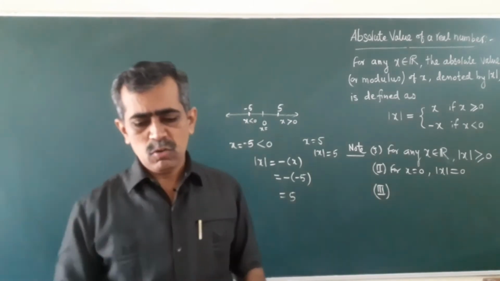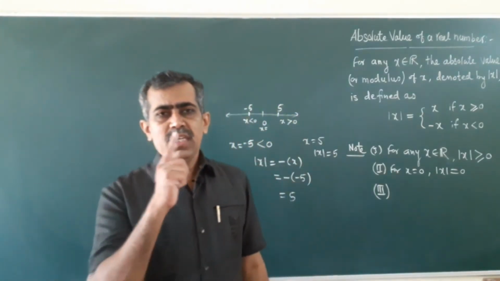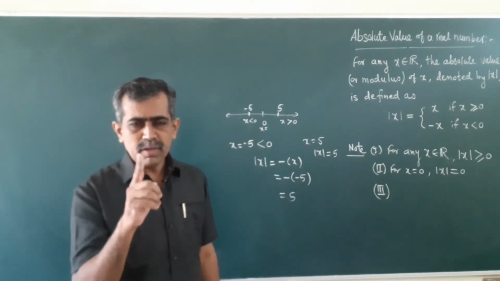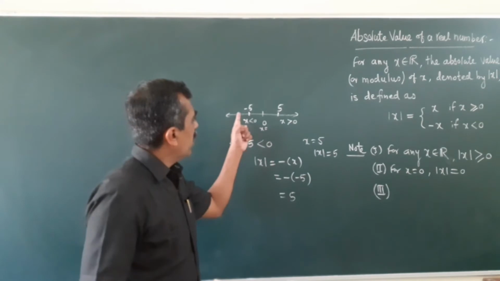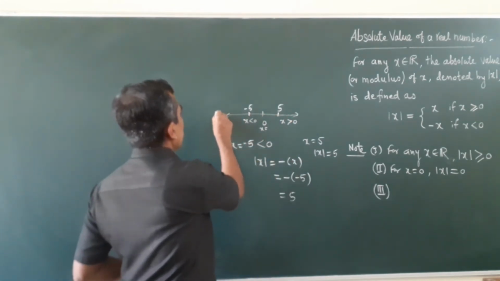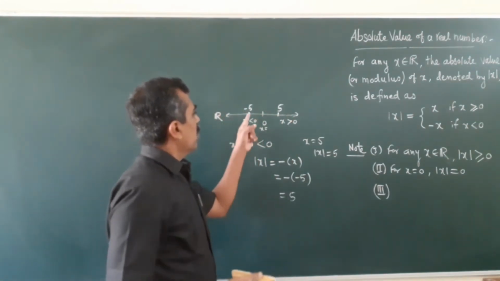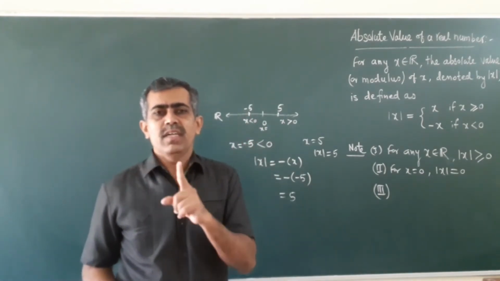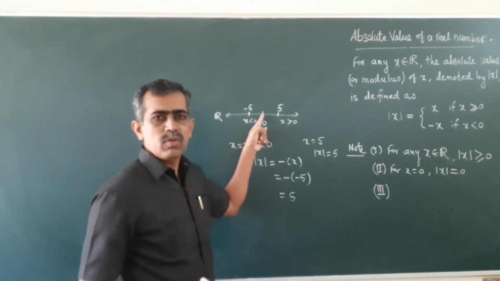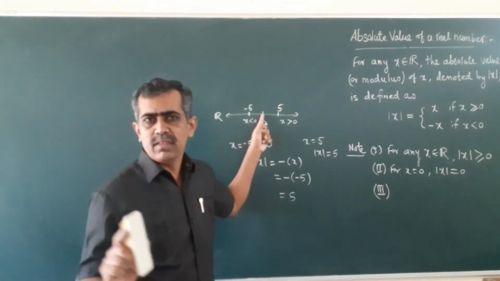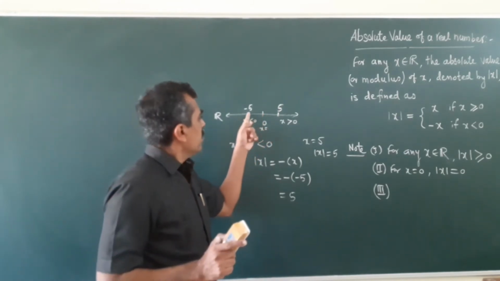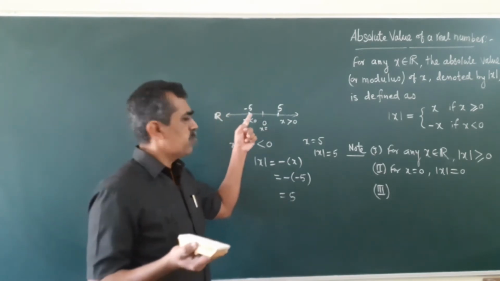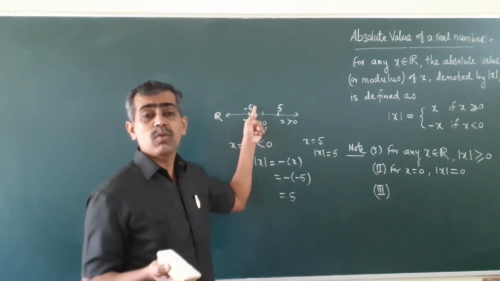Remember one thing, I have already told you: every real number from the set of real numbers can be represented by one and only one point on this real line, and each point on the line represents one and only one real number. If I have this point, then this will represent only 0. It will not represent any other real number, right? And if this is minus 5, you cannot denote any number by this point again. So this point corresponds to one and only one real number.